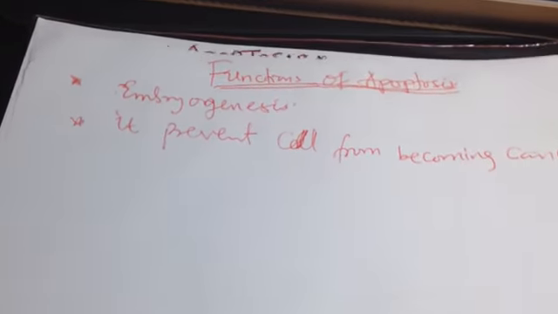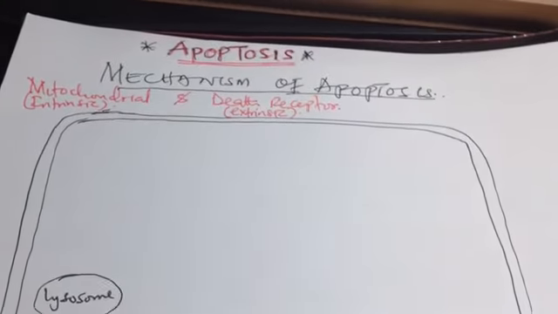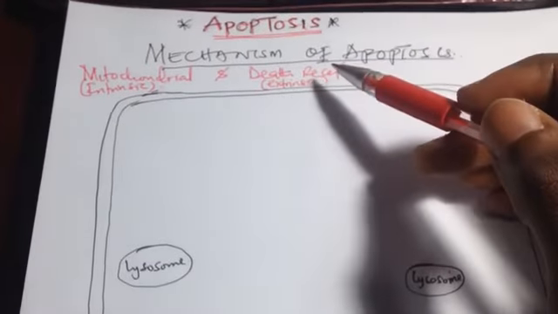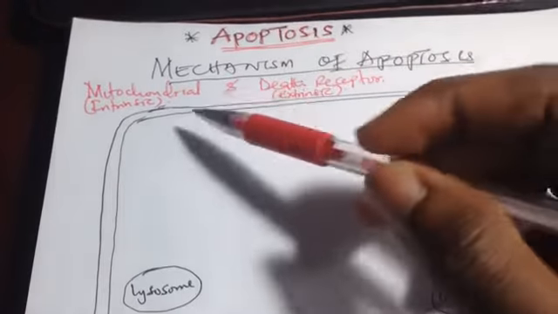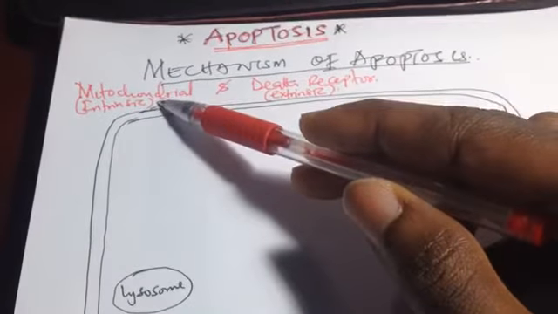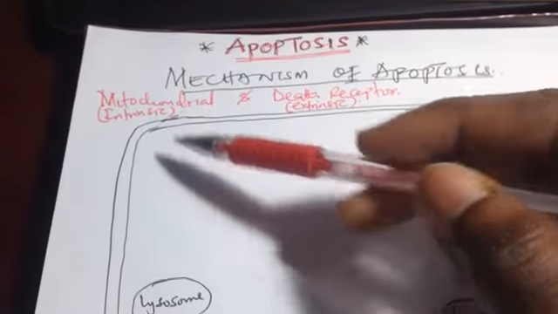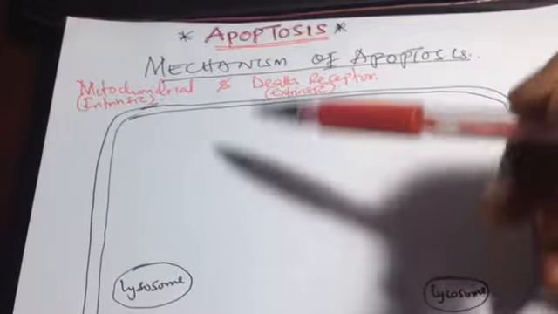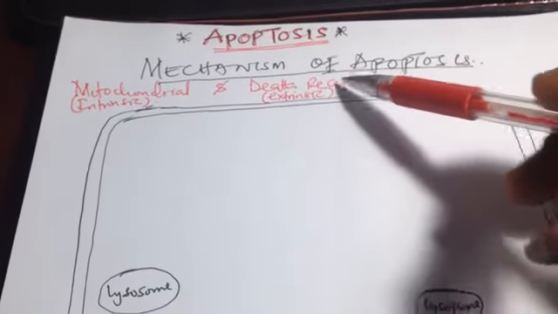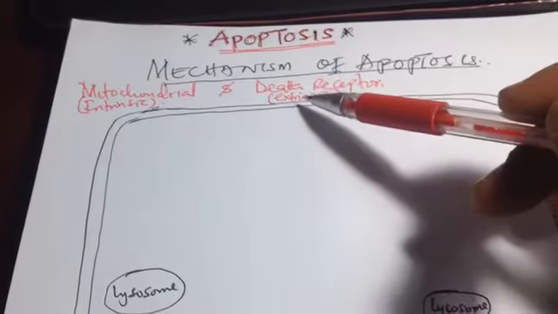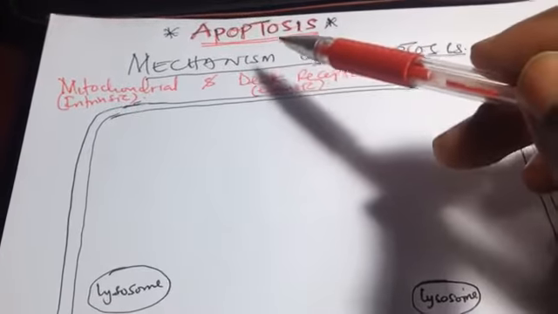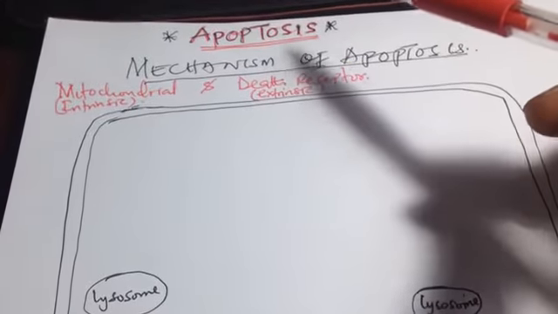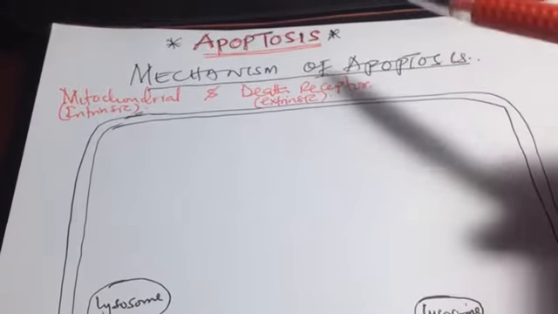So now we are going to see the pathway, that is the mechanism, of how this apoptosis is happening inside the cell. The mechanism of apoptosis is carried out in either of two ways. Either from the mitochondria, where the signal is coming from the cell itself, or through the death receptor pathway, which is extrinsic. So this pathway of apoptosis depends on whether the signal that triggers the apoptosis is coming from inside the cell or from outside the cell.